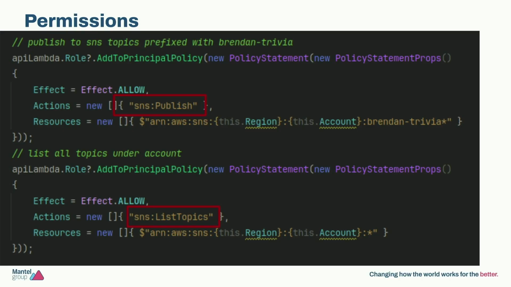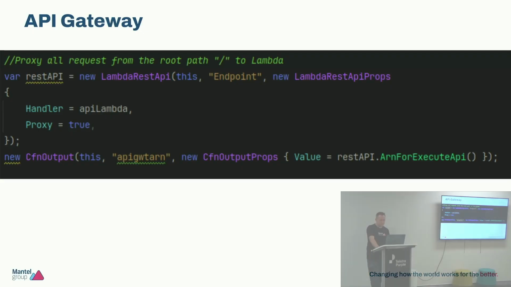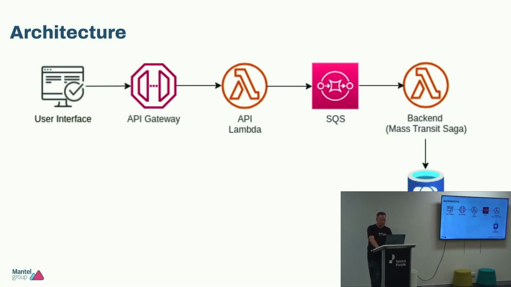You also need to configure permissions inside your CDK code: permissions to publish to your topics, permissions to list your topics, and you need to configure your API gateway. I spent more time working on the CDK part of this than I did the MassTransit bit, even though the MassTransit bit is the bit I cared about. Once you're done, you can deploy your whole stack with CDK deploy, and it will then deploy all your code.